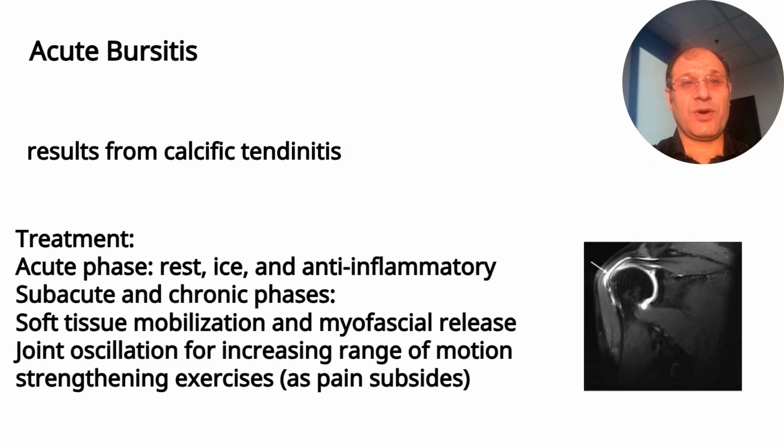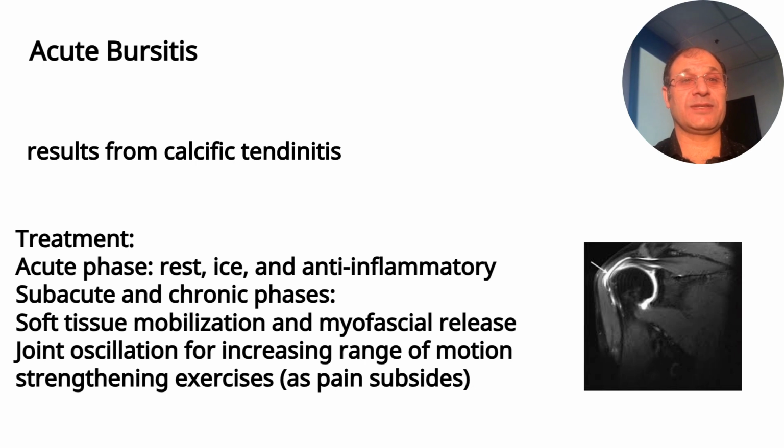Acute bursitis often results from overuse or impingement or calcific tendinitis, where calcium deposits migrate into the subacromial bursa. Patients present with severe pain, limited motion, and tenderness over the bursa.